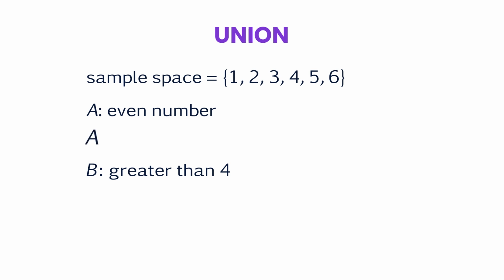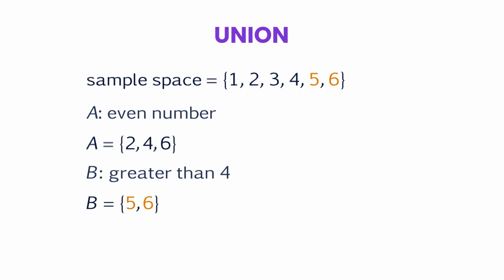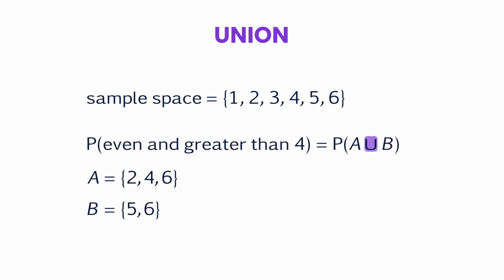The first event, A, is the subset of even numbers, consisting of the outcomes 2, 4, and 6. The second event, B, is the subset of outcomes greater than 4, namely the outcomes 5 and 6. In this case, you're looking for the union of the 2 events, namely all the outcomes in event A and all the outcomes in event B. Outcomes that show up in both subsets must only be counted once, because unions don't include duplicates.